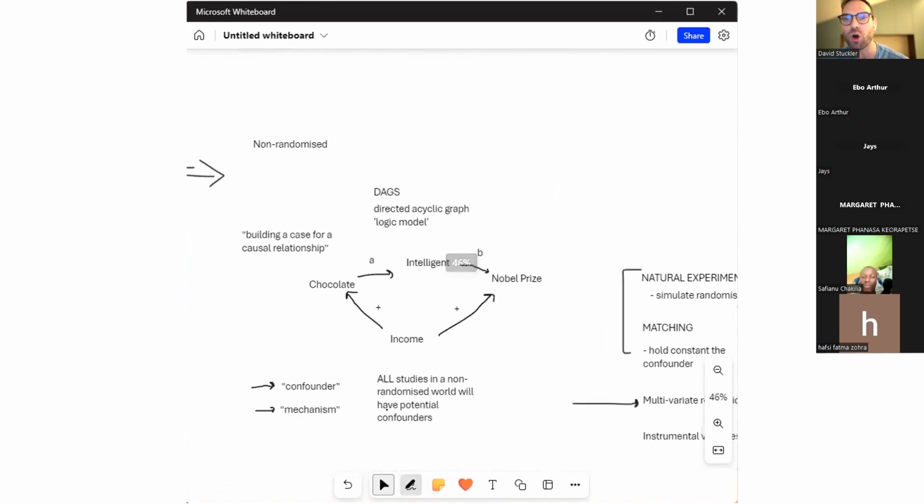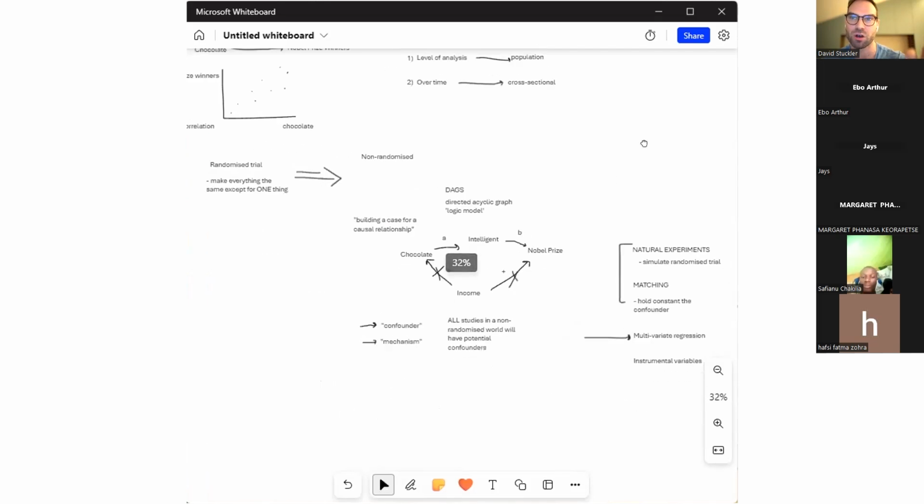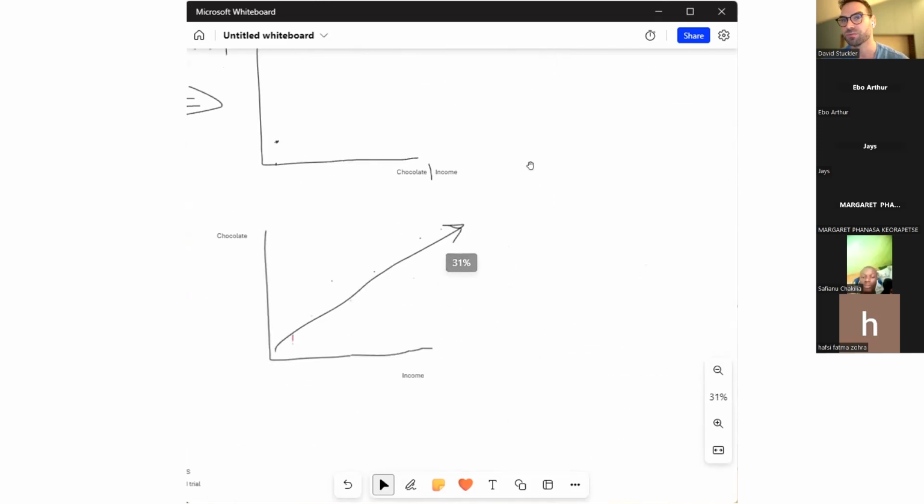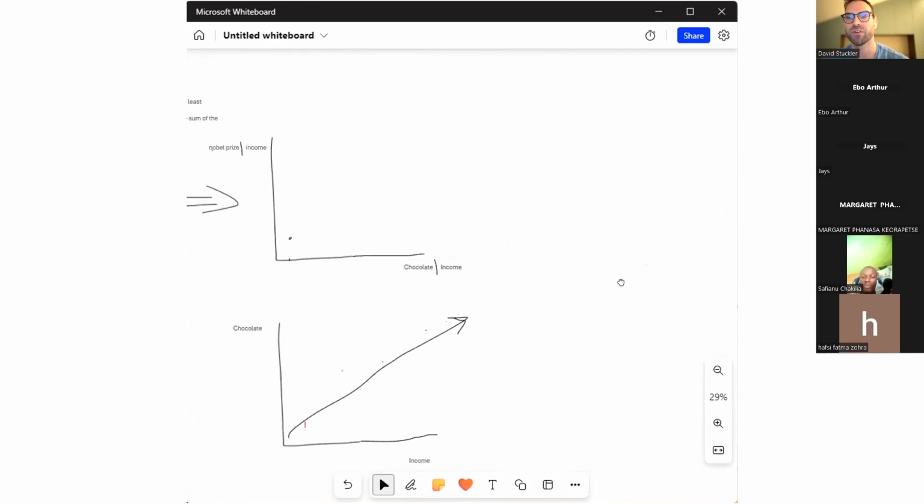It is trying to hold constant this and hold constant this. Why? By taking what was unexplained of chocolate by income and what was unexplained about Nobel Prizes by income. So through this multivariate regression, you have blocked a potential confounder. This blocking is not always perfect. That can happen for many reasons. Why could this blocking be imperfect?